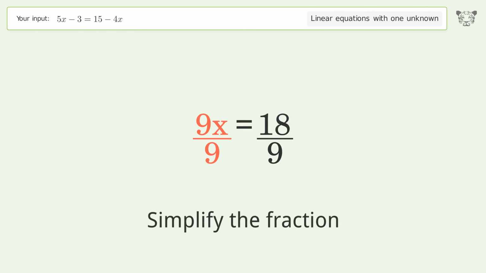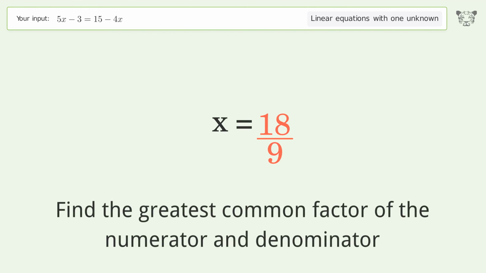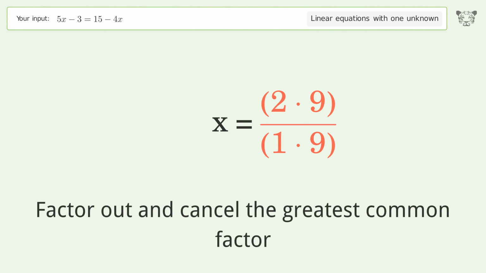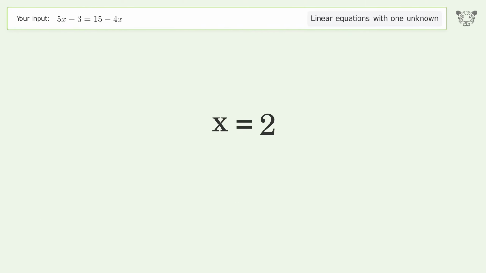Simplify the fraction. Find the greatest common factor of the numerator and denominator. Factor out and cancel the greatest common factor. And so the final result is x equals 2.